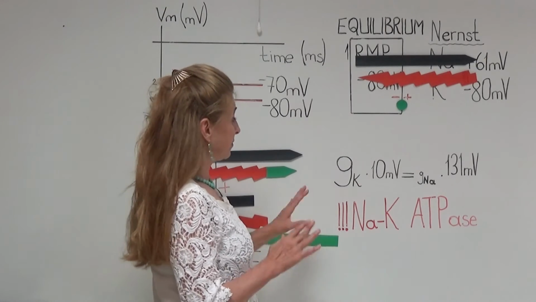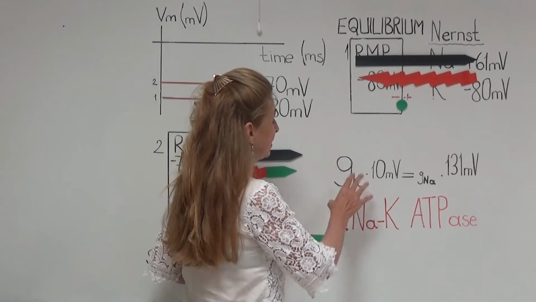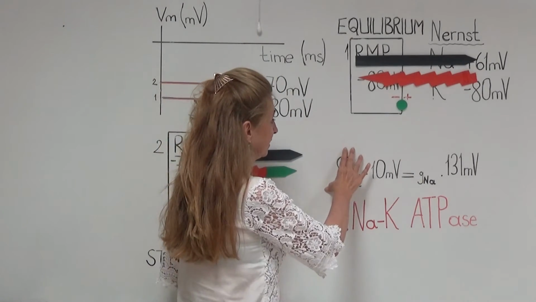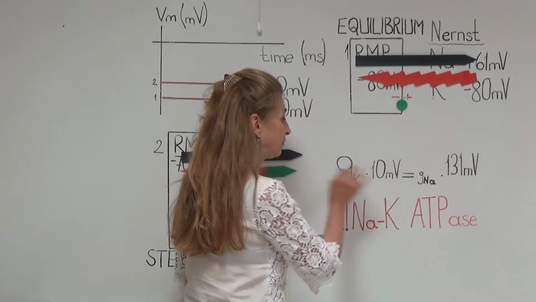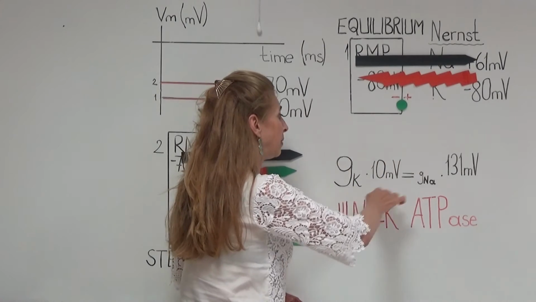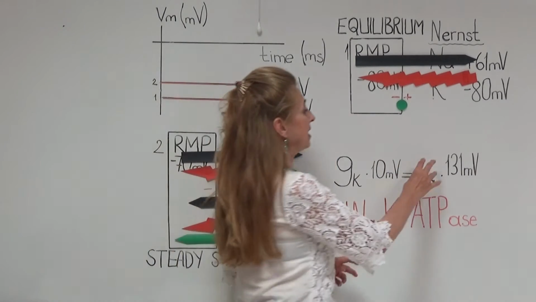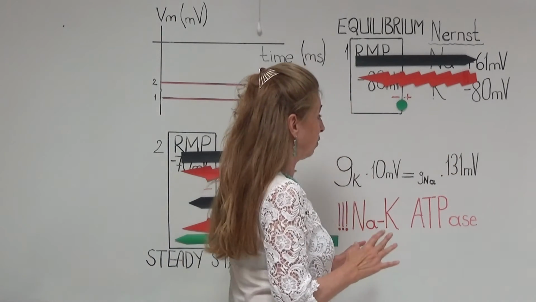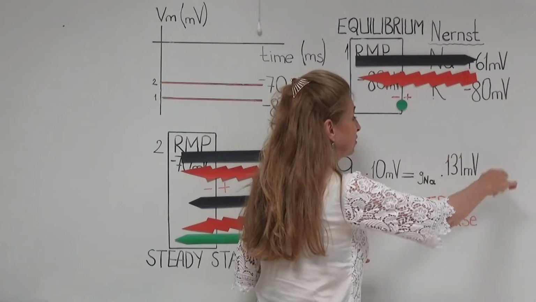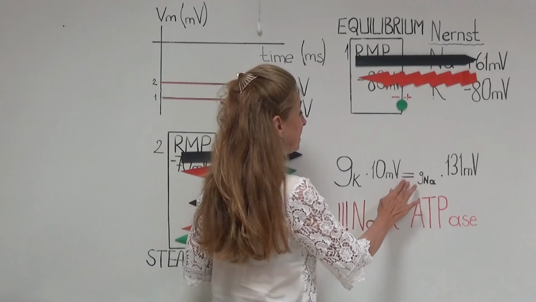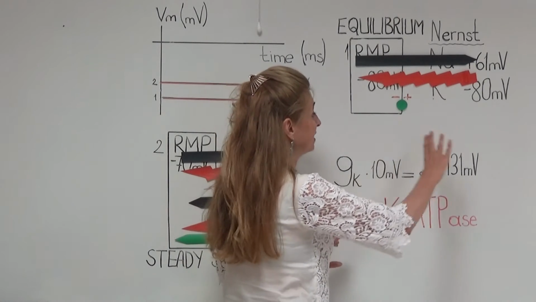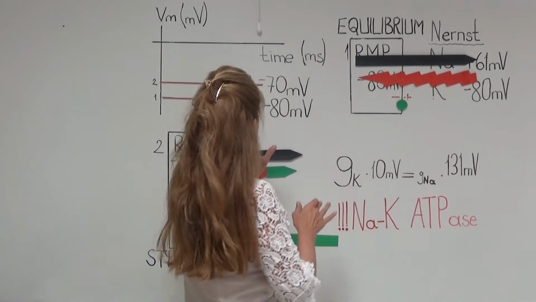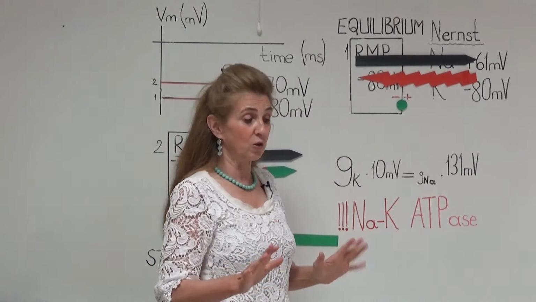So we can express this with our formula as well. The current is equal to conductance times electrochemical force. A big potassium conductance multiplied by a small electrochemical force gives us the total number of positive charges leaving the cell. A small conductance for sodium and a big electrochemical force, 131 millivolts, gives us the total number of positive charges going into the cell with sodium. And these two are equal: the total number of potassium leaving is equal to the total number of sodium entering the cell.